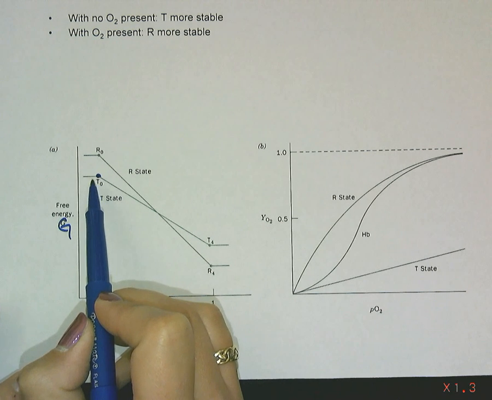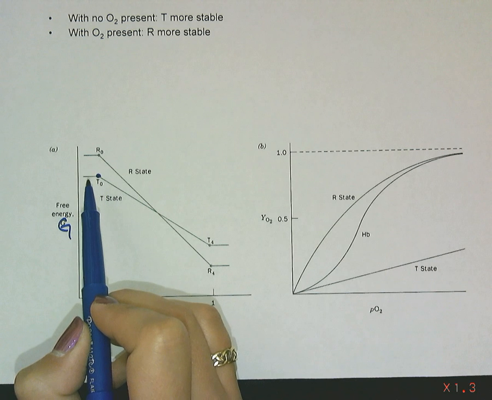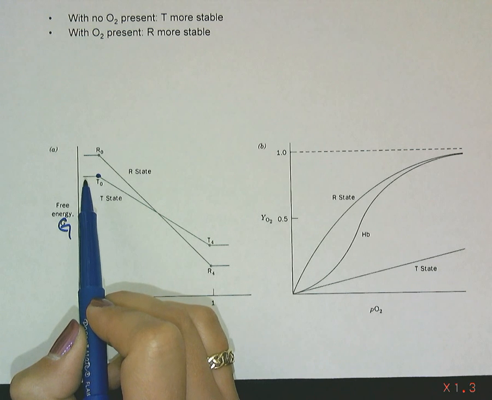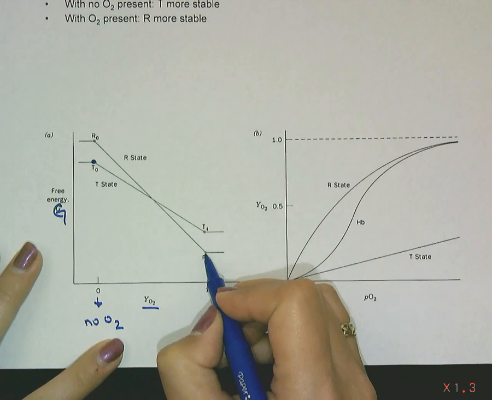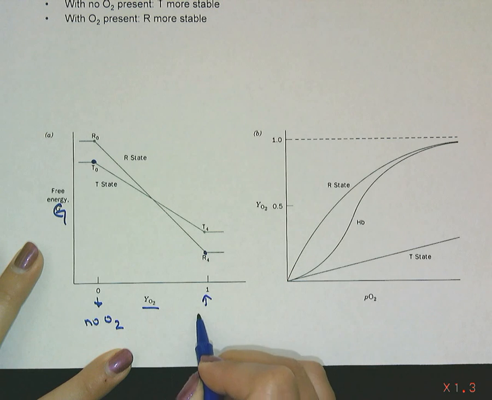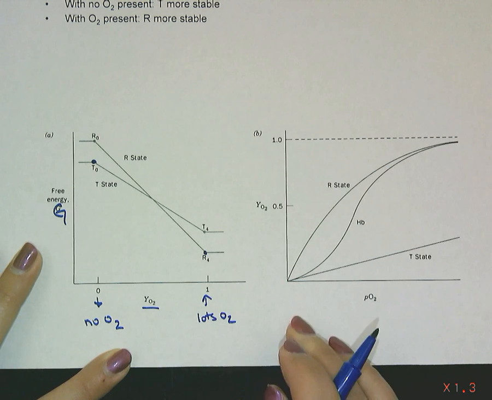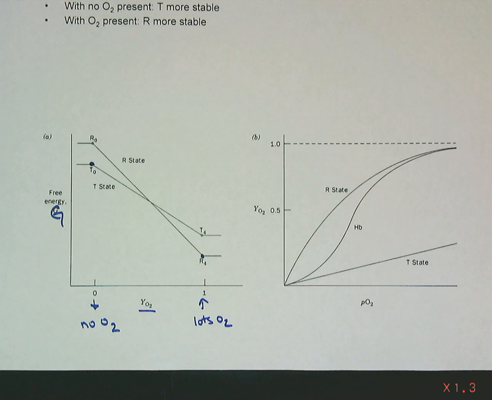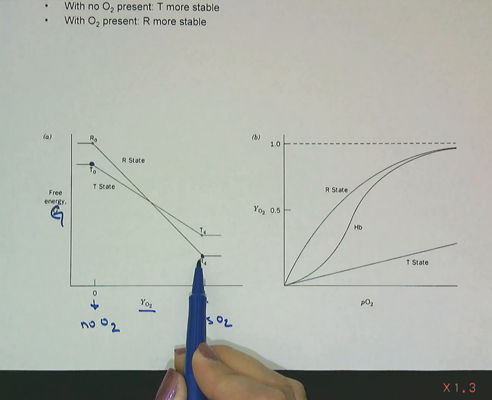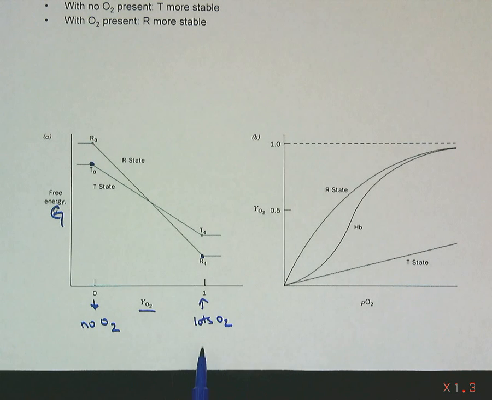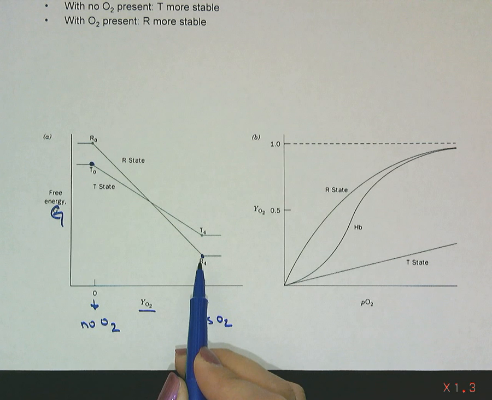Okay, now I have tons of oxygen. What state am I in? I'm in the R state. If I'm in the R state, should that have higher or lower energy? True. Here's my R. So now my R state, R is of lower energy, which means more stable, which means preferred. Which makes sense, because now I have tons of oxygen. Everybody should be in the R state.